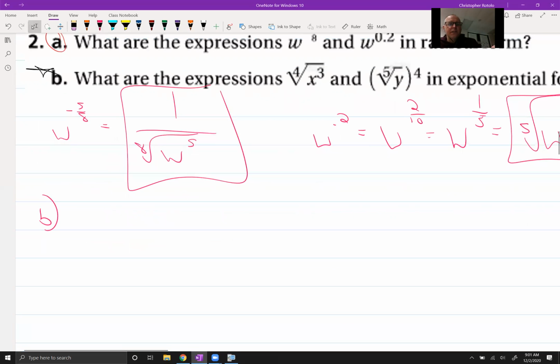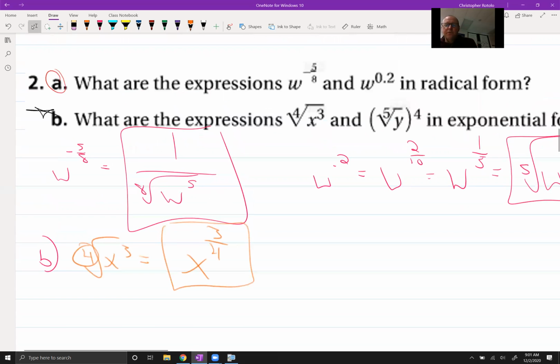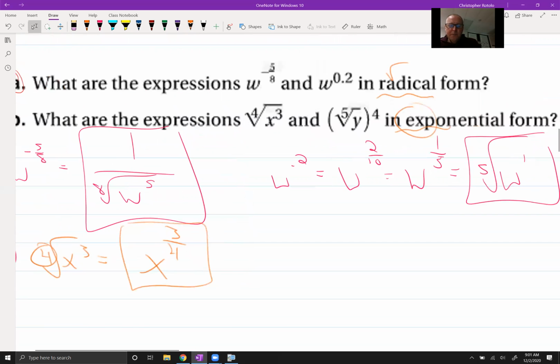You're saying, all right, now that you can change this into the radical form, now I want you to change it to exponential form. And it's not a huge deal. So we got fourth root of x to the third. So I need x, it's to the third power, and the fourth root. So 3/4. How to know which one's which? Okay, radical form has the square root sign. Exponential form has an exponent.